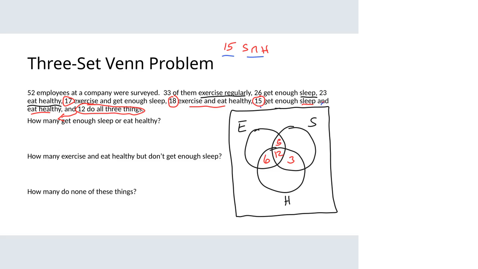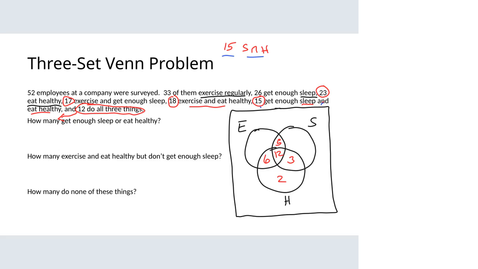Continuing to work backwards, we've still got a few regions to fill in here. I'm told that 23 eat healthy. Really strong urge at this point to drop a 23 right there, but that would make the number way too big. So far in that circle, when I say that 23 eat healthy, we're saying that 23 people need to be in this circle. So far I have 6 plus 12 plus 3. So far I have 21. So I only need 2 more people in there that go down here.